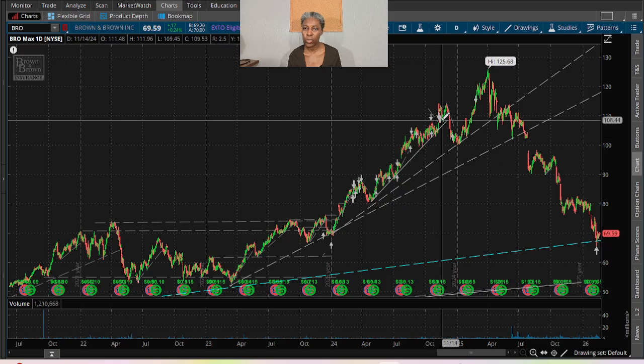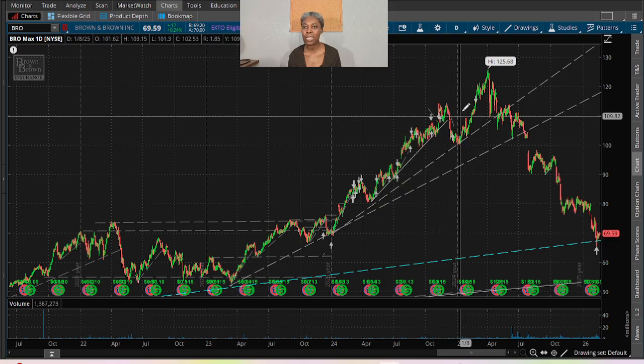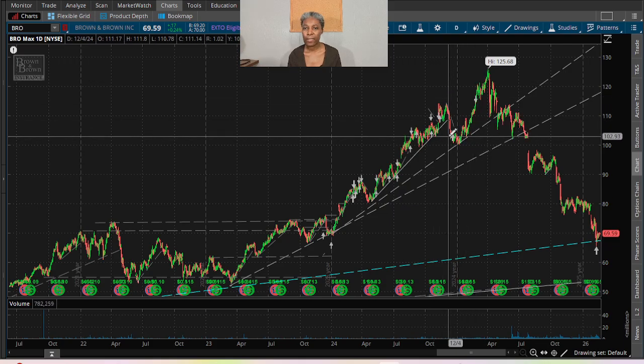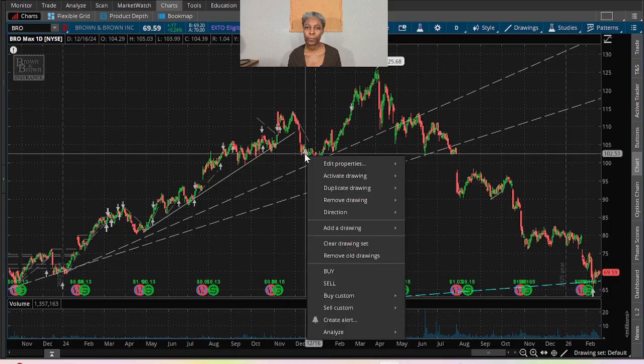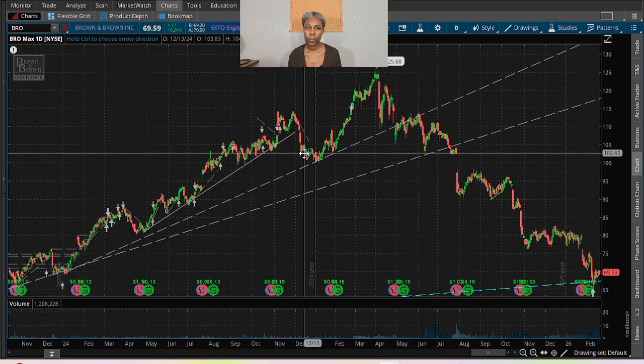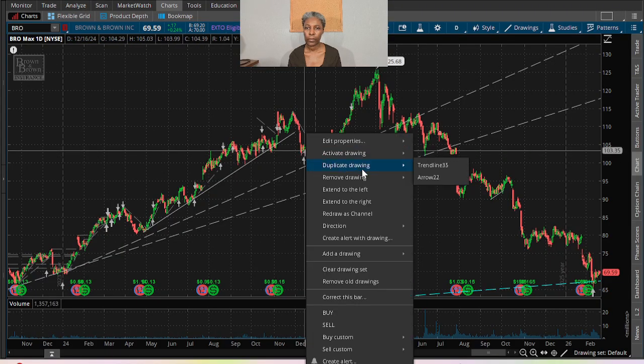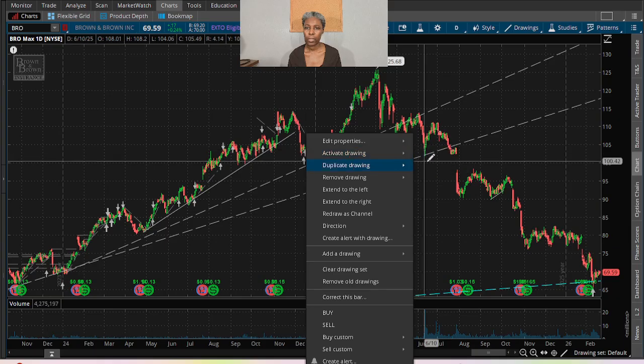We bought it here, we sold it there, we bought it somewhere there. I think we sold it here. If there is an arrow there, I'm not seeing it well. Yeah, there is one there. And I'm not sure why I have two arrows there.